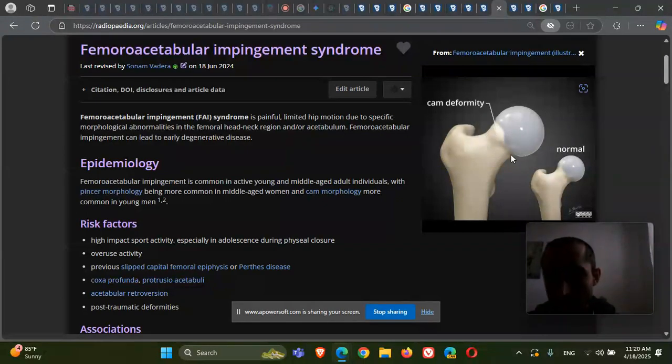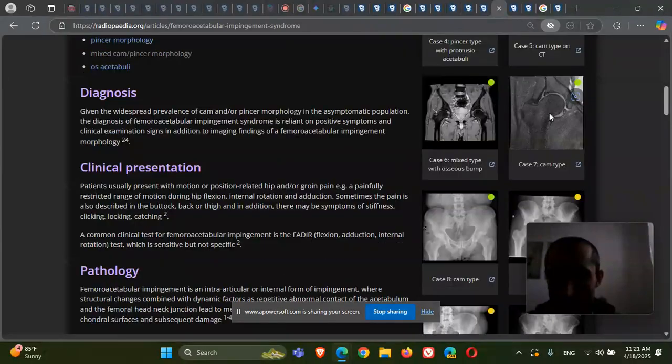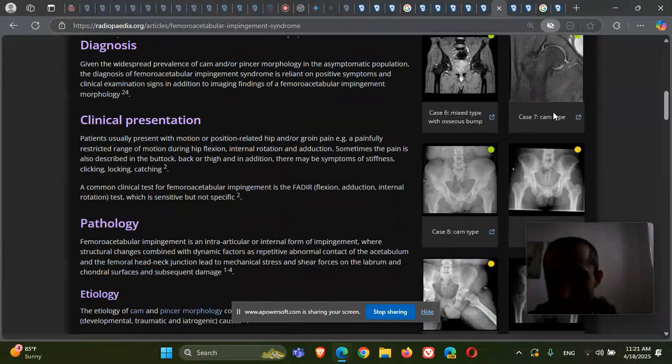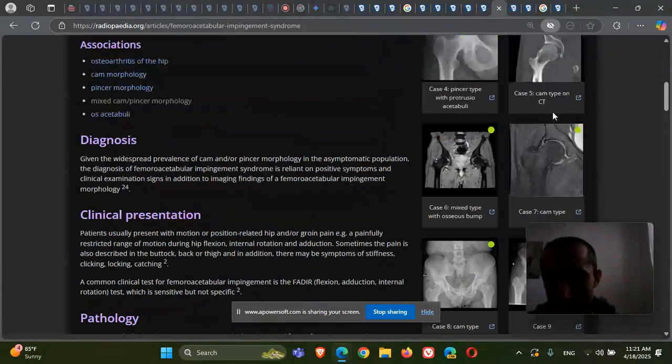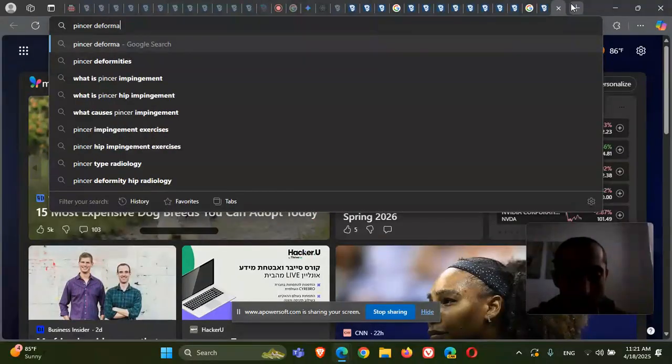There is the cam deformity, where you can see it's more convex right over here compared to the normal proximal femur. This is the cam deformity. And we have the pincer deformity. Looking here, the pincer deformity.